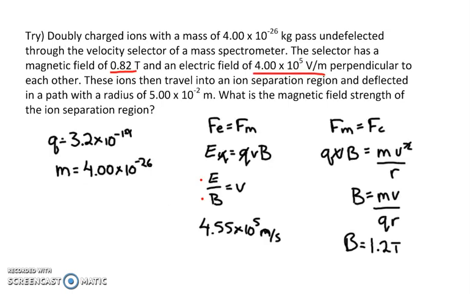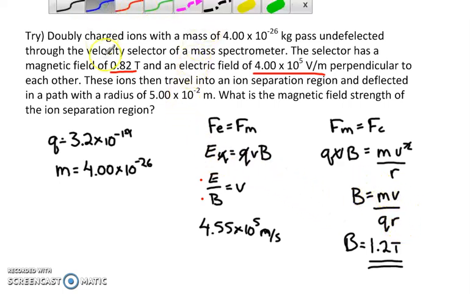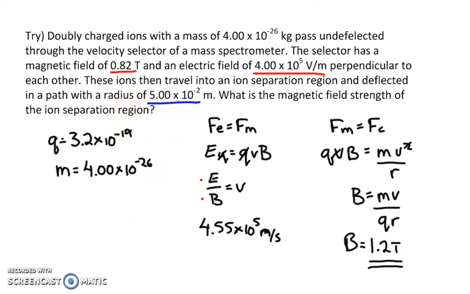And you should have wound up with an answer of 1.2 teslas, because again the electric and magnetic fields are together in the velocity selector region. That means you can find the velocity of these ions fairly precisely, which then, as it deflects into a circle, we've got through this radius here of 5 times 10 to the negative 2 meters, or 5 centimeters, which we plug into here, gets us the 1.2 teslas.